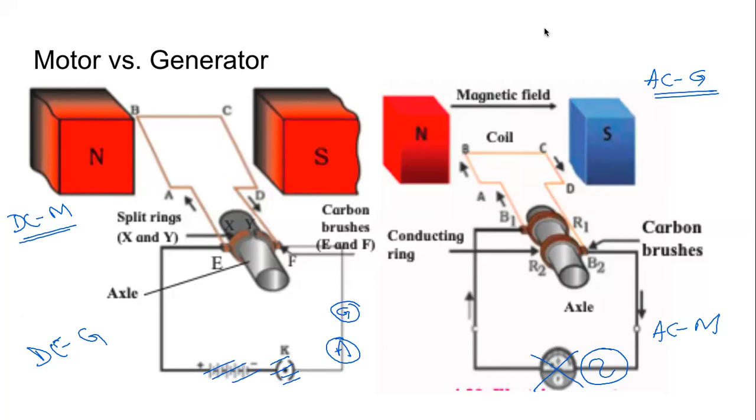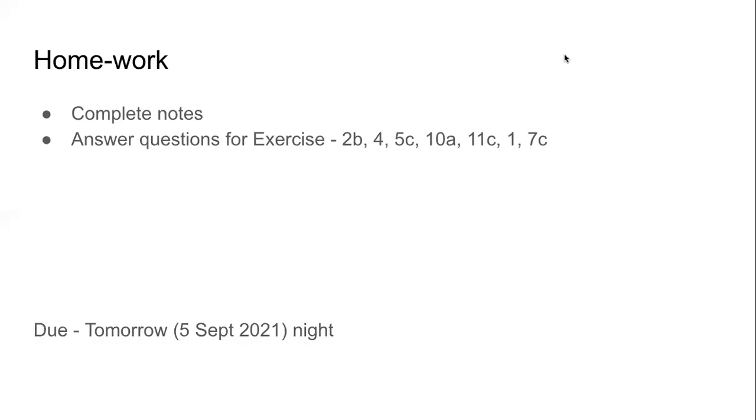So this will be your homework. We have completed all the theory of the chapter. So you will complete your notes and you will complete the remaining questions from the textbook exercise, which are 2B, 4, 5C, 10A, 11C, 1, and 7C. Question number 1 and 7C, we have not discussed specifically in the class, but I'm sure you will be able to think, write, research, write on your own.